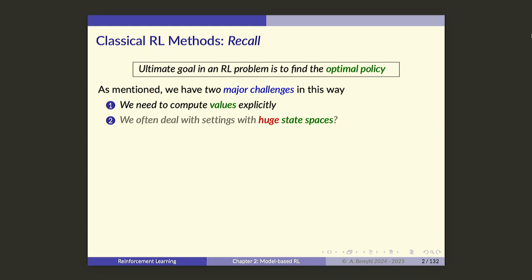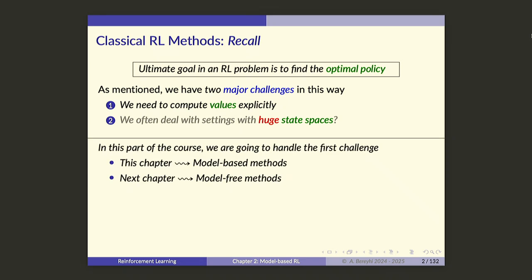The second one, forget about it right now in this chapter and the next chapter. So in chapters 2 and 3, we just talk about tabular, where we think that the state space is not too large, or we are still able to handle it. Then we're going to see how we can handle the second issue in the second part of the course when we start with deep reinforcement learning. But at this point, we want to start with the first question.